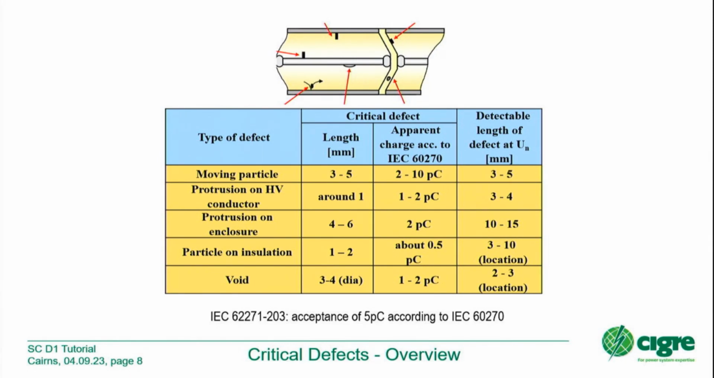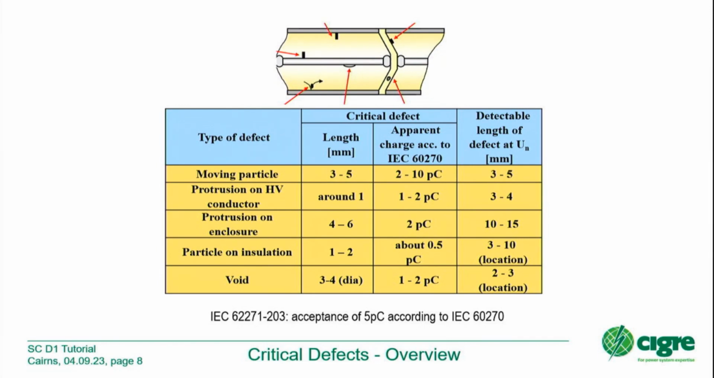But also here, it is nearly impossible to detect this defect by partial discharge measurement. And last but not least, we have the voids. 3 to 4 millimeter in diameter, 1 to 2 picocoulomb, and the detectable length and diameter is in the same range. And please remember also that for the IEC standard 62271-203, which deals with the GIS, there is a partial discharge measurement acceptance criteria defined to 5 pC during type test and routine testing according to IEC 60270.